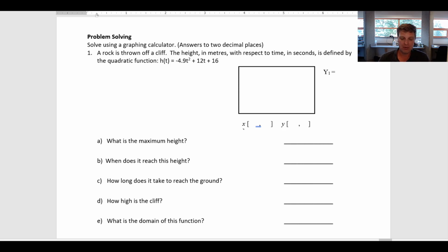So I'm going to plot that function here in my calculator. That function h of t, I'm going to plot it as y equal to -4.9 x squared plus 12x plus 16.